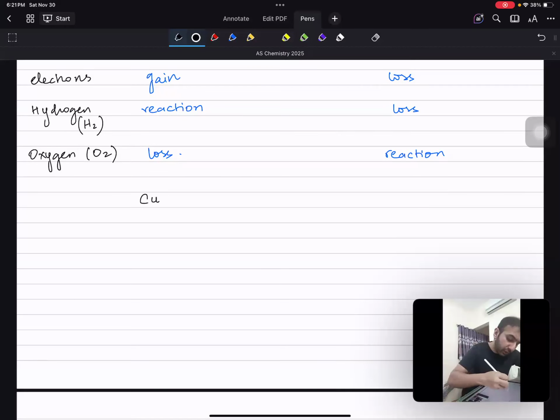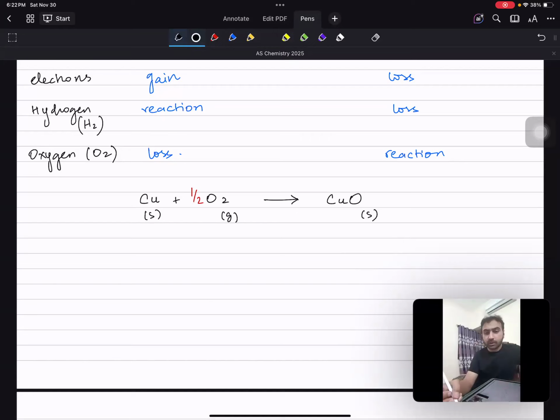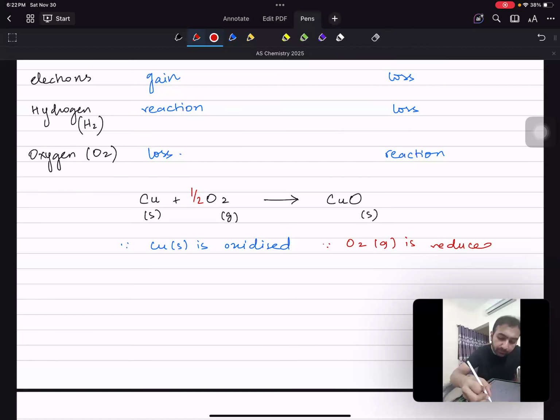For example, copper reacts with oxygen. Copper was solid, oxygen was gas. We get copper oxide. This was half mole. And now we have solid copper oxide. So here, basically copper is oxidized. So we can say copper is oxidized. And obviously, if copper is oxidized, oxygen gas is reduced. I'll explain to you very soon how this works in terms of oxidation numbers.